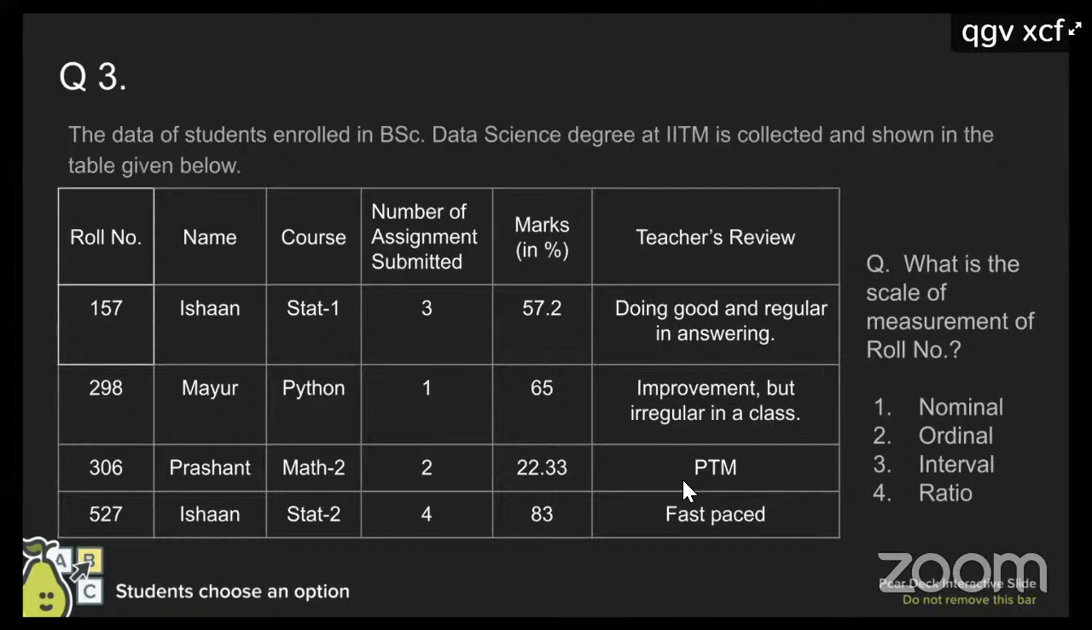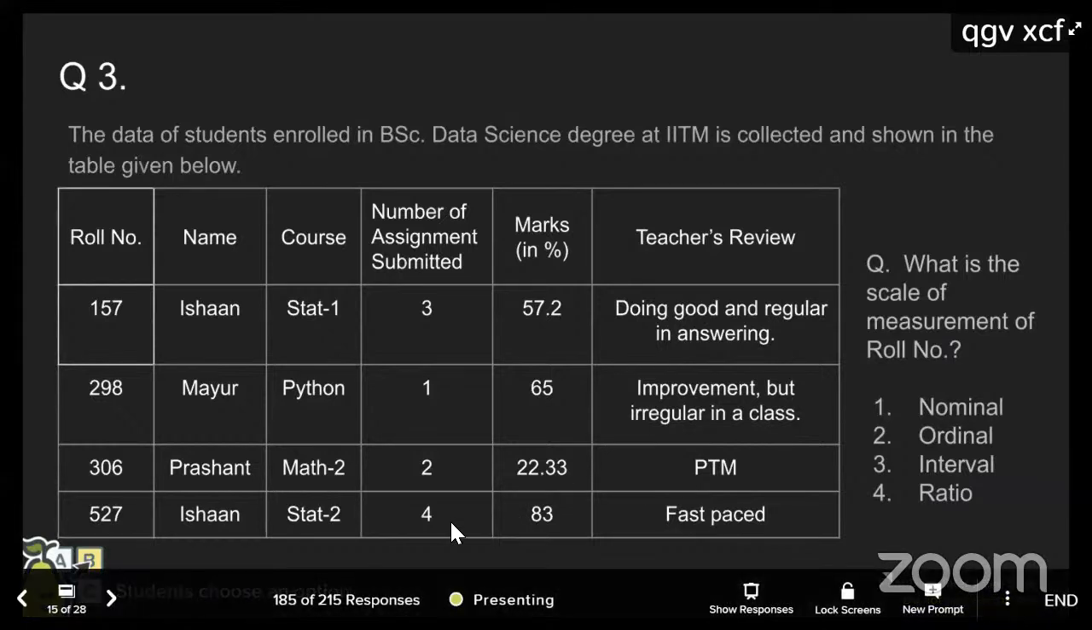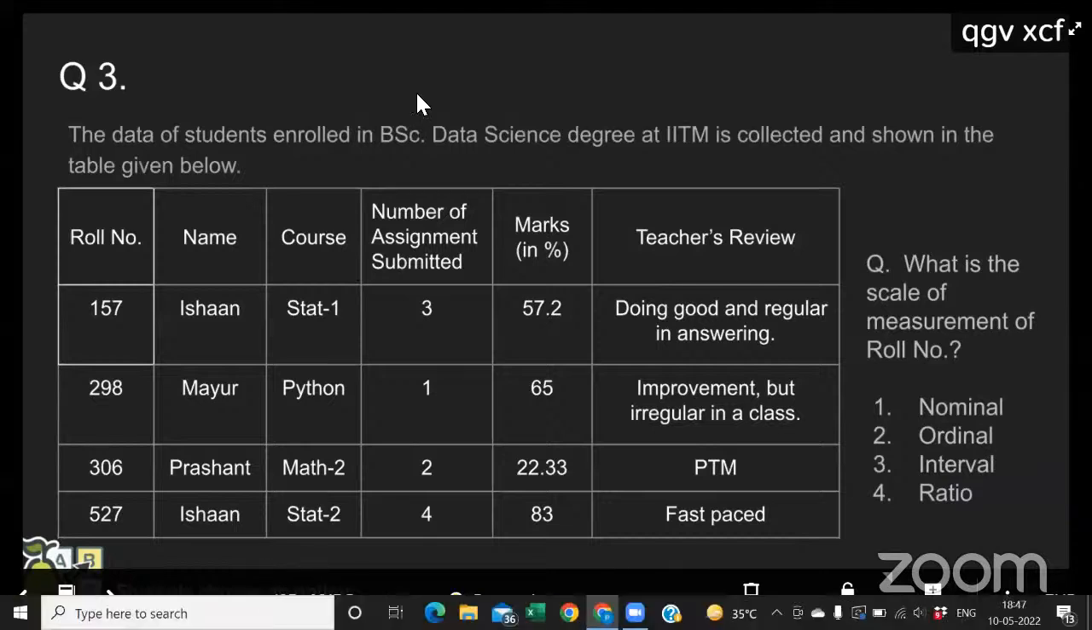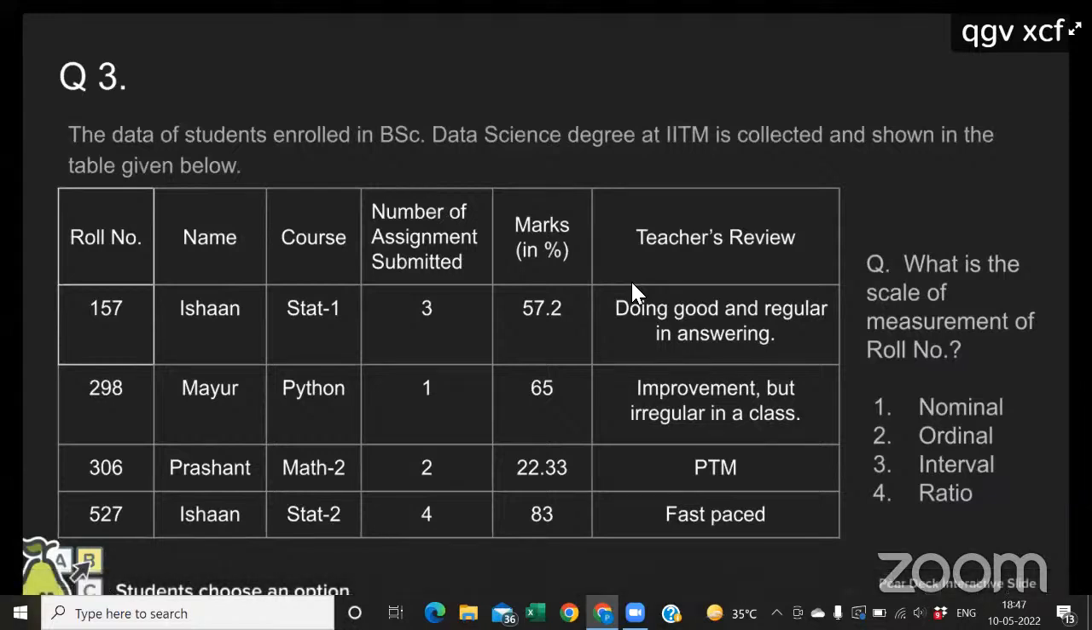Sir, it is ordinal. Categorical data. It's nominal, sir. Guys, please listen to me. I'm saying nominal. The question is about the scale of measurement of roll number, and roll number is nothing but categorical data, not numerical data.